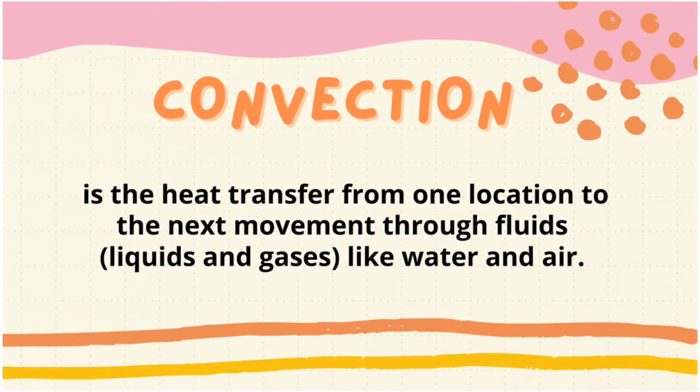Convection is the heat transfer from one location to another through fluids, just like liquids or gases. The moving fluid carries energy with it as it flows from a high temperature location to a low temperature location. For example, when air is heated, it becomes less dense or lighter and floats. But when air is cooled down, it becomes denser or heavier and it sinks to the bottom.